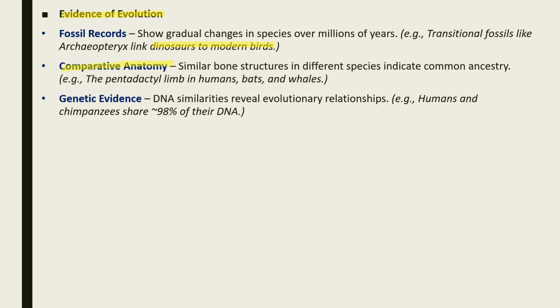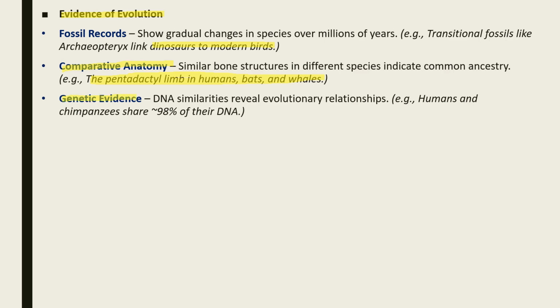Similar bone structure in different species indicates common ancestry. For example, the pentadactyl limb in humans, bats, and whales. So it is the same in humans, bats, and whales, which tells us that at one stage they were similar, but then they evolved.